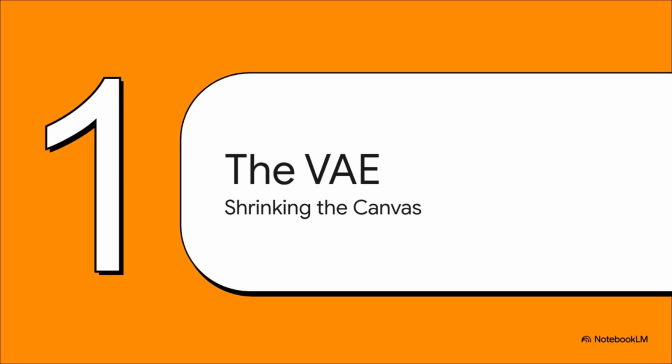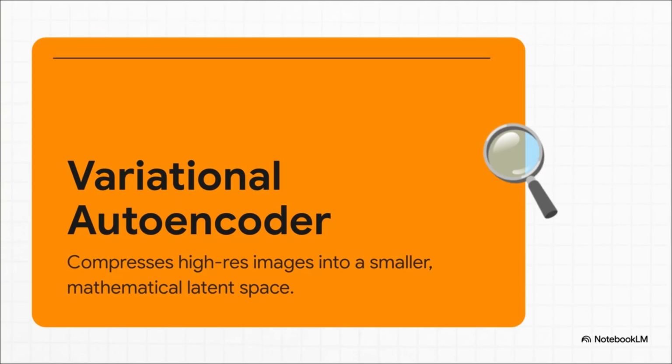Section 1. VAE. Shrinking the digital canvas. To wrap our heads around how this works, we first have to tackle a massive computational hurdle. See, processing raw, high-resolution images, pixel by pixel, that takes a massive supercomputer. So engineers needed a way to shrink the canvas. Enter the Variational Autoencoder, or VAE. It's kind of like packing a massive, overflowing suitcase into a tiny little carry-on bag for a flight.